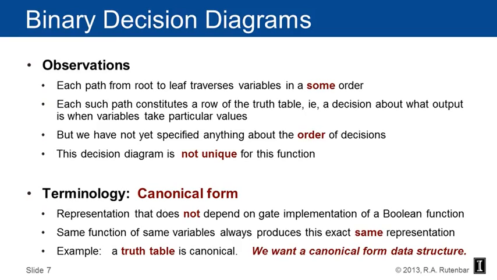But we have not yet specified anything about the order of the decisions. I have not constrained ourselves in any way. And as a consequence, a big thing happens, and it turns out to be a not very good thing. The decision diagram is not unique for this function, and that's not helpful.